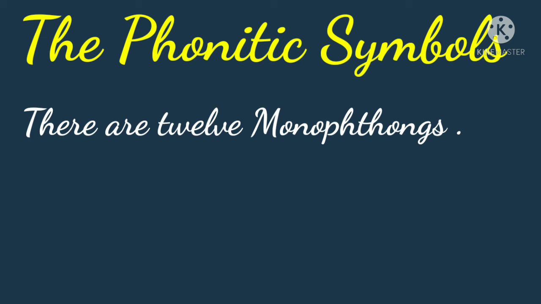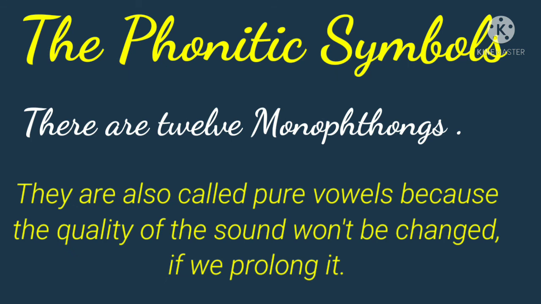Now why are they called monophthongs? Because in them there will be only one sound element. They are also called pure vowels because the quality of the sound won't be changed if we prolong it. For example, E. If you prolong it, nothing happens to the quality of the sound. That is why we call them pure vowels.